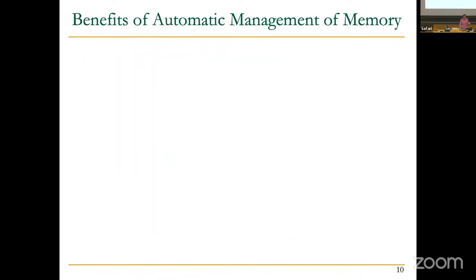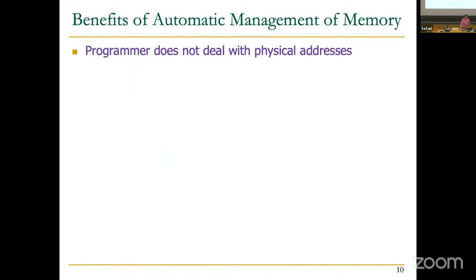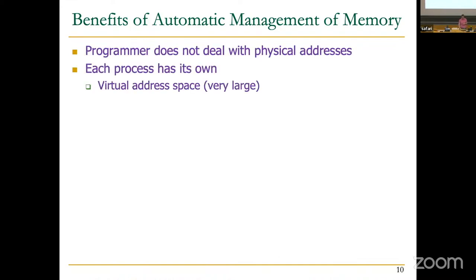Okay, so let's talk about benefits of this automatic management of memory. Basically, the programmer doesn't need to deal with physical addresses, and this has a lot of benefits, actually. Each process has its own virtual address space, which is very large. Basically, for practical purposes, infinite. You can run out of virtual memory space also, but maybe you're not doing something right if you're running out of virtual memory space in your memory management. Maybe you have a memory leak somewhere, right?